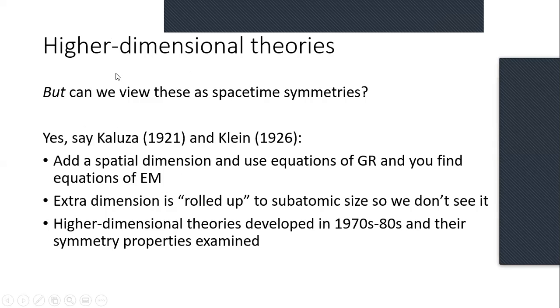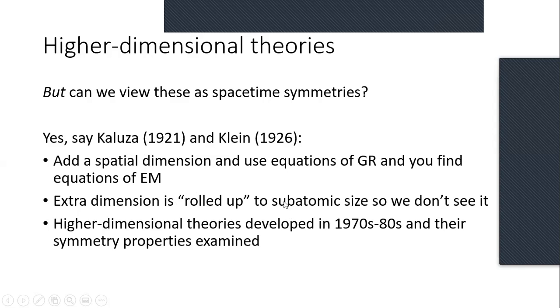We can then ask the question, can we view these internal symmetries as space-time symmetries? And the answer is yes, according to Kaluza-Klein theories, developed by Kaluza and Klein. These add a spatial dimension, so you've got 5 in total, and use the equations of general relativity. And if you do that, you find you end up with the equations of electromagnetism coming out of it. Klein suggested that this extra dimension is rolled up to a subatomic size, so we don't see it.